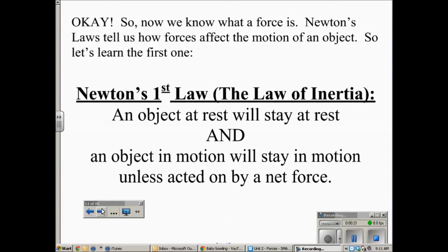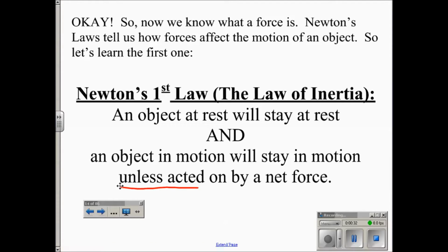Newton's first law, also sometimes called the law of inertia, says an object at rest will stay at rest, and an object in motion will stay in motion unless acted on by a net force, sometimes said as an outside force. Okay? You guys have seen this all the time. If you're presumably sitting at your desk, your computer is sitting there, and it's at rest. Your computer is going to stay at rest unless you push it. Okay? And then once it's moving, it's going to keep moving unless you then put another force on it to stop it.